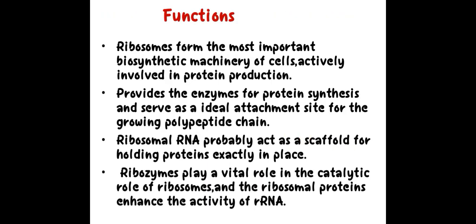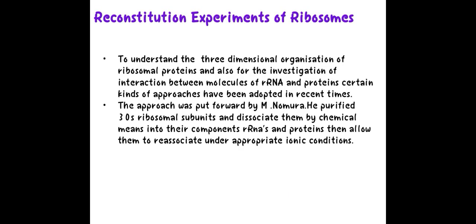Functions. Ribosomes form the most important biosynthetic machinery for cells actively involved in protein production, provide the enzymes for protein synthesis, and serve as an ideal attachment site for the growing polypeptide chain. Ribosomal RNA probably acts as a scaffold for holding proteins exactly in place. Ribosomes play a vital catalytic role, and the ribosomal proteins enhance the activity of rRNA. Then reconstitution experiments of ribosomes.